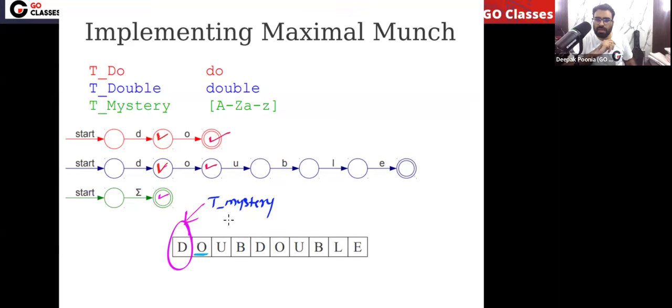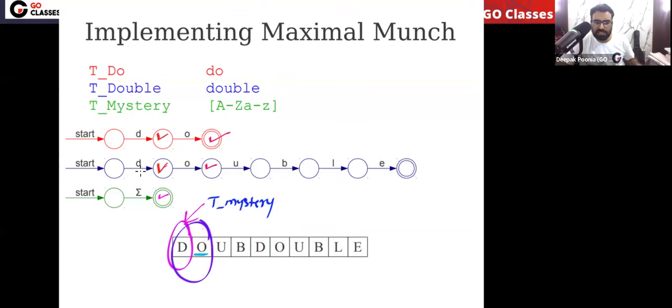But remember one thing, the last matching point, that is this. If I do not find any longer match, then I will backtrack, find the last matching expression, and generate a token for it. So this is a marker that this is the last matching expression.